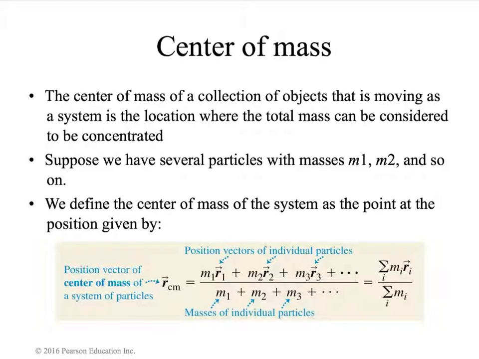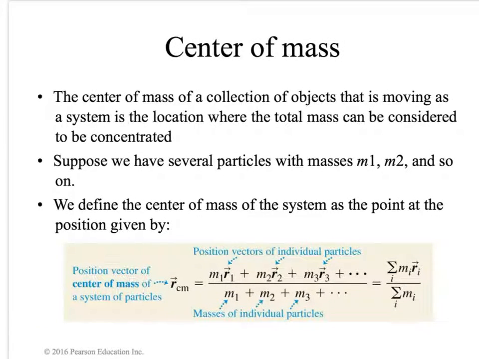If we're talking about the collection of objects, we would have this definition that the position of the center of mass is going to be located at what we would really call a weighted average. And the position is being weighted by the mass. So we take the mass times the position for each object. We divide through by the total mass. And so this can be written in summation notation. And that quotient would give us the position of the center of mass.